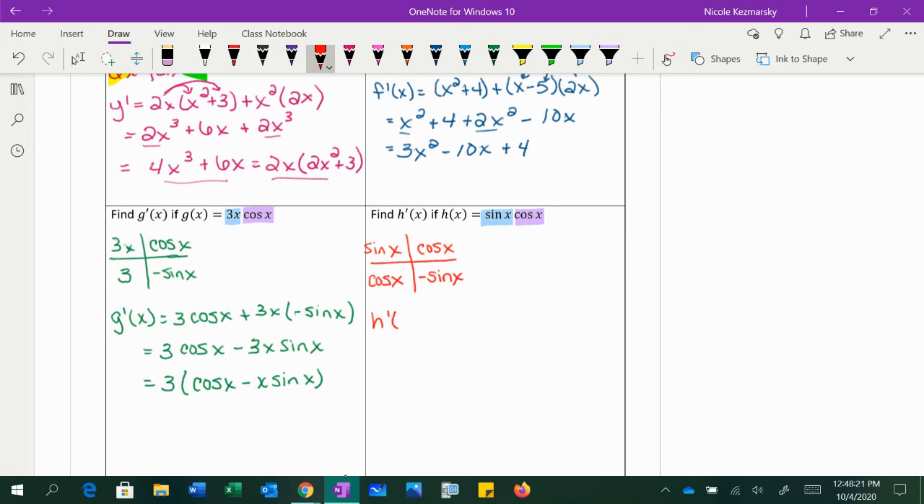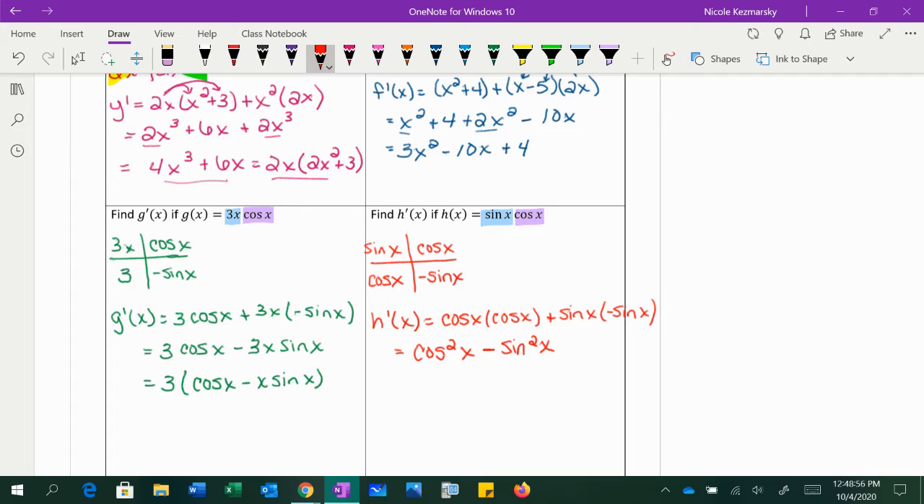H prime then is going to be equal to, I'll start in the lower left-hand corner and say cosine of x times cosine of x plus upper left-hand corner sine of x times negative sine of x. So that gives me cosine times cosine. Cosine times cosine is cosine squared. So I can write that as cosine squared of x. I can bring the minus out, then I have sine times sine, which is sine squared of x.